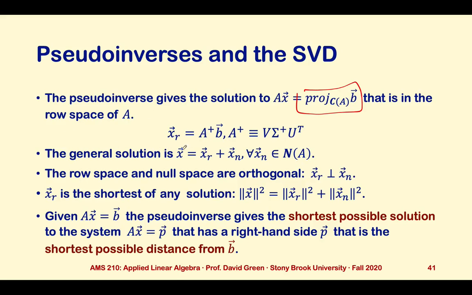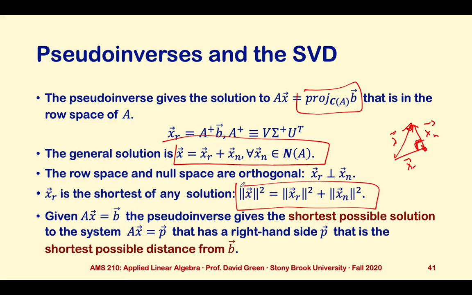From that, we can find a general solution. The general solution is given by adding solutions from the null space to that vector. And because the row space and the null space are orthogonal, we can think about the vector x as being made up of a row space vector r and a null space vector n, and these are at right angles. That means we form a right triangle. The length of x squared is the length of r squared plus the length of n squared. We have this relationship here.